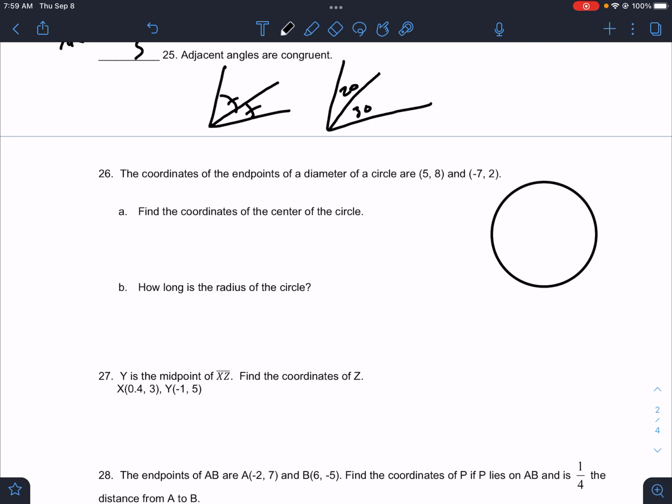The diameter, remember, goes through the circle from edge to edge, and it goes through the center of the circle. It's the longest part of the circle. So if those are the endpoints of that segment, which I didn't really draw correctly per se, find the coordinates of the center of the circle.